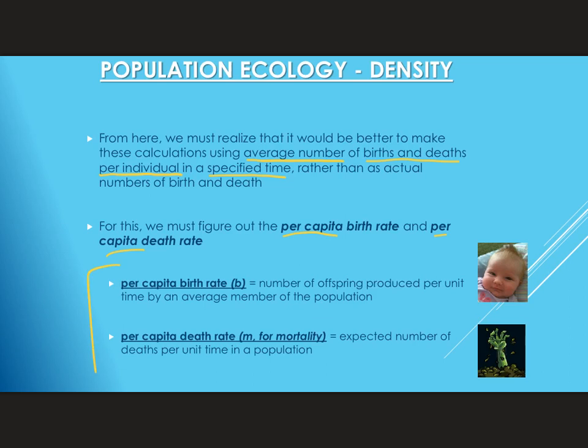So they're defined a little more simply right here, right? Per capita birth is the number of offspring produced per unit time by an average member of our population. Because also realize that not everyone is capable of reproducing, right? Whether you're too young or too old or whatever. So we need to look at this as an average. And then per capita death is the same idea, right? The expected number of deaths, aka mortality, per unit time in a given population.